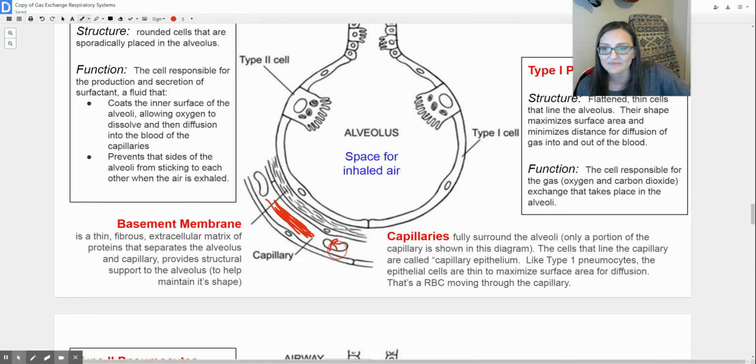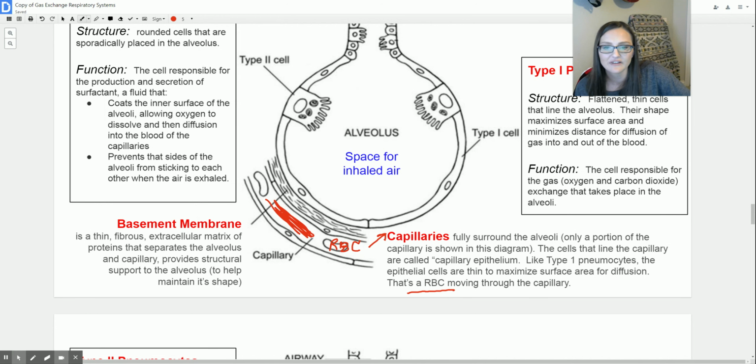And then you can see these red blood cells right here, hanging out in your capillaries. Your red blood cells are what make your blood red. Your blood is not blue. Please remember that. So your capillaries carry your red blood cells moving through those capillaries.